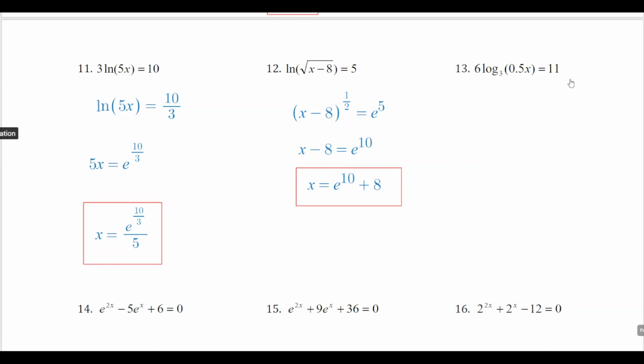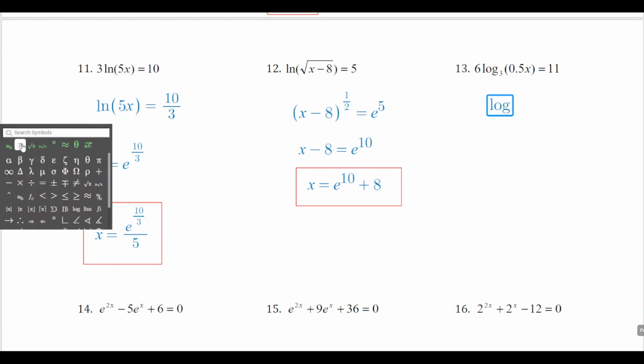For number 13, we are going to start by dividing both sides by 11. So we've got log base 3 of 0.5x equals 11 divided by 6. And then we can invert that, and we'll get 0.5x equals 3 to the power of 11/6. Okay, and it's okay to just leave it like that.